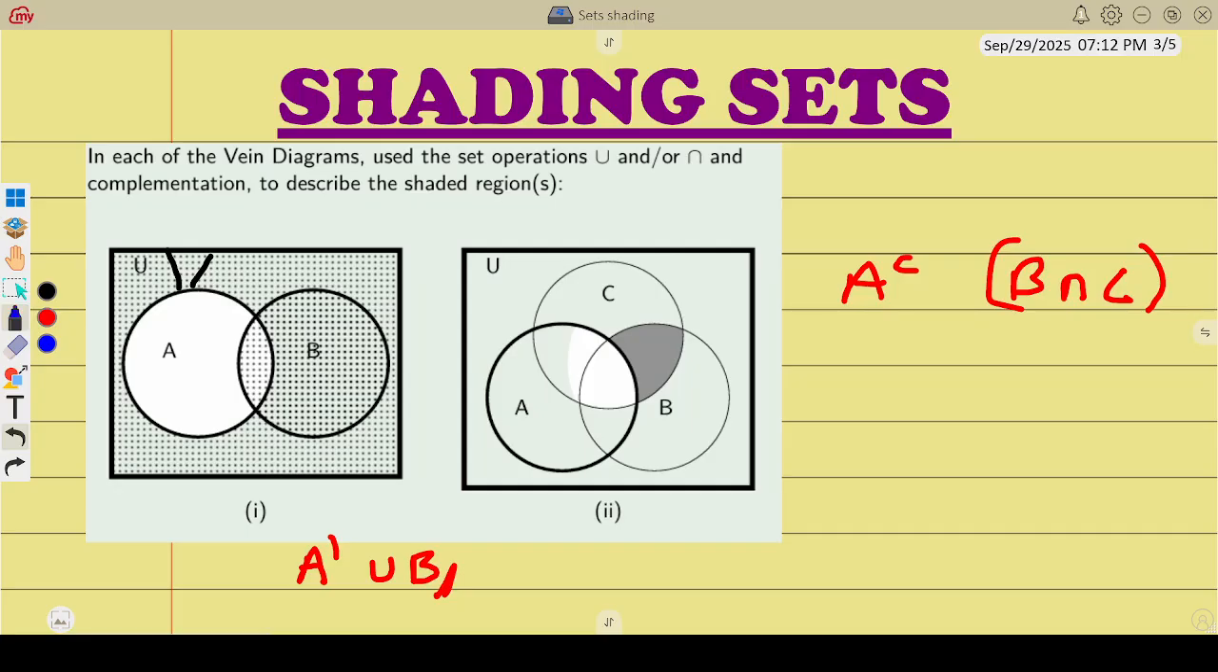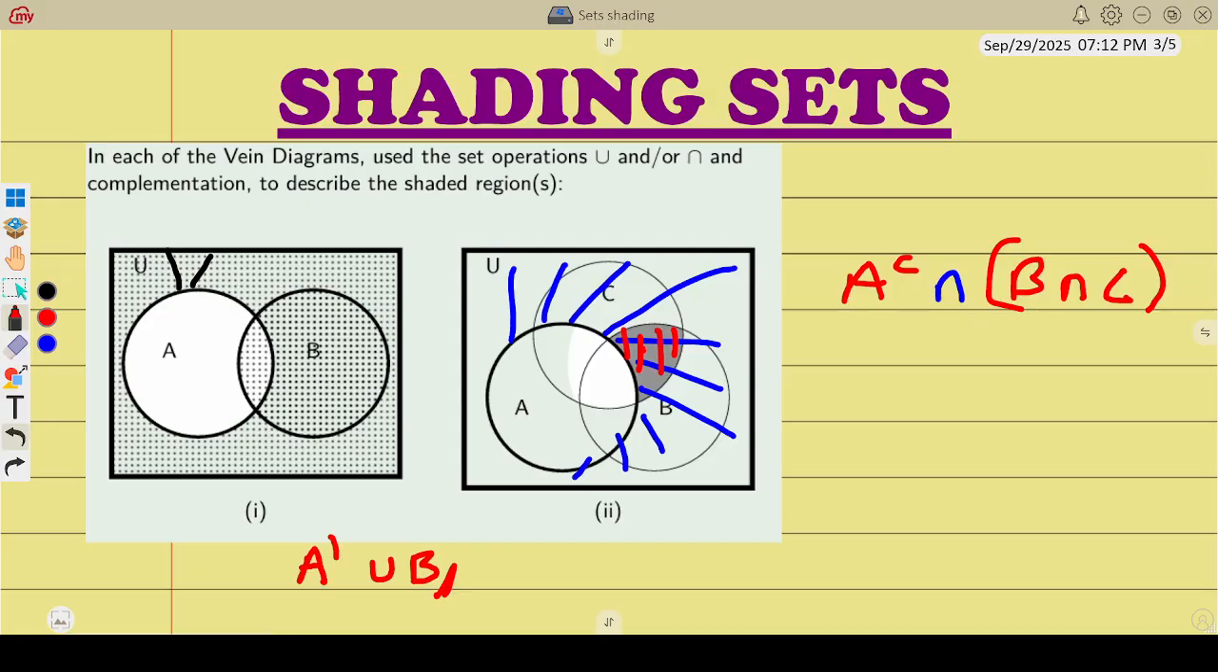Now you'd ask yourself, should I put intersection or should I put union? It depends on what we have. In this case we say intersection, because A complement is the outside area here, A complement, A complement, A complement. And then B intersection C is this shaded area. So this is the common area between A complement and B intersection C.